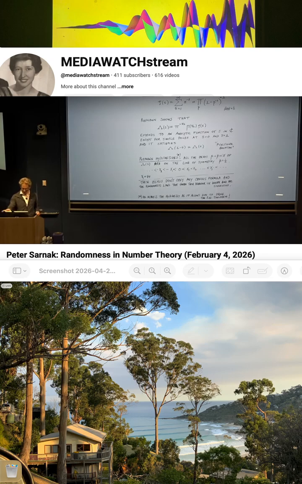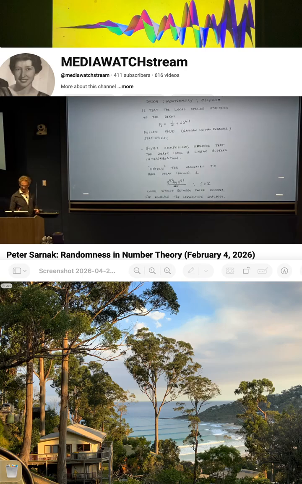And now we know millions of zeros, people are computing them all the time. They don't obey any obvious formula, and it's here that the randomness is very suggestive. Let me tell you what that is.